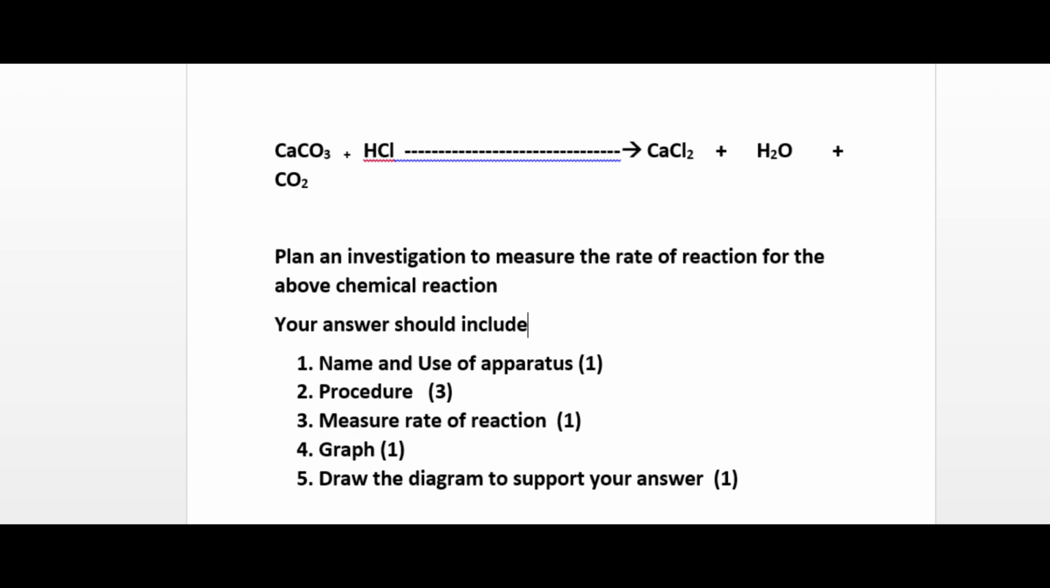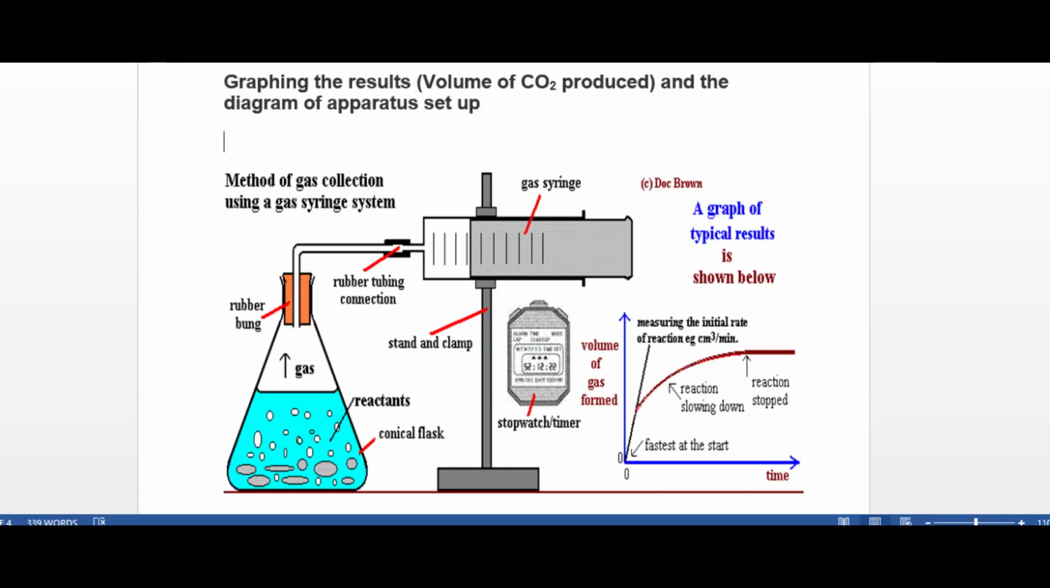How you are measuring the rate of reaction, that is actually the formula. The rate of reaction is equal to the increase in the volume of gas produced divided by the time in which it has produced. So that you are scoring 1 mark. And a graph is drawn as you see on the screen. The volume of the gas produced is increasing rapidly in the beginning, then gradually slows down and finally stops.